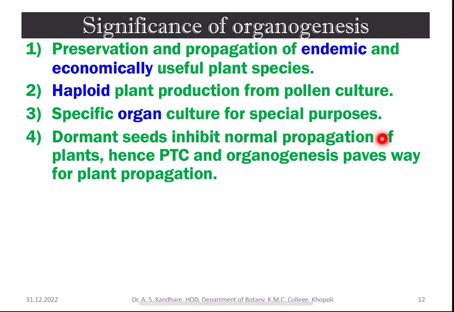Dormant seeds inhibit normal propagation of plants, hence PTC and organogenesis pave the way for plant propagation. So there are some plants whose seeds are inviable, and these seeds cannot germinate, and therefore germination is inhibited in the case of some plants. So therefore their propagation needs PTC.